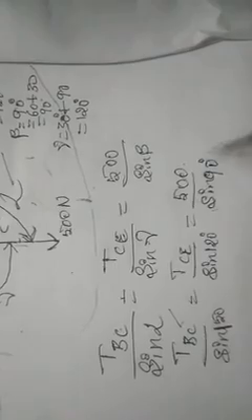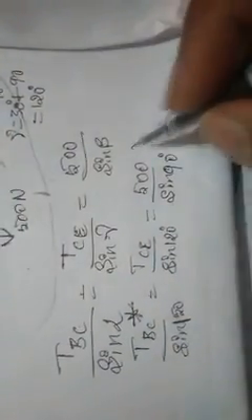Sine 90 is nothing but sine pi by 2, so it will be 1. Sine 150 is sine of 180 minus 30, which lies in the second quadrant. In the second quadrant, sine is positive, and sine 30 is 1 by 2. Only TBC is unknown, so you take this one and this one, because all are equal, x equals y equals z. Write these two.